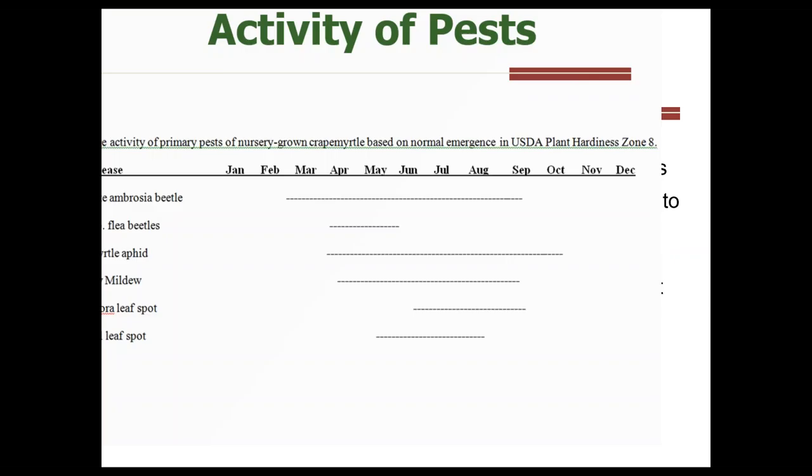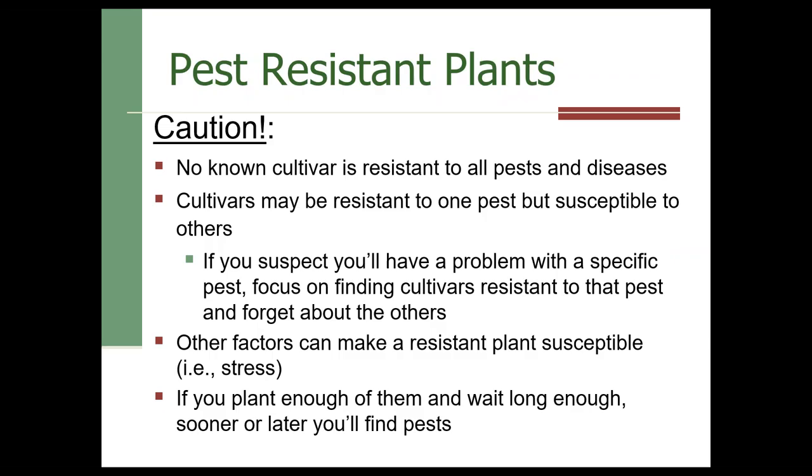Just to talk a little bit about some of the IPM basics and so on, pest-resistant plants are a wonderful thing. Unfortunately, we're not in a situation where we have one cultivar that's resistant to all pests and all diseases. So if you have the opportunity to select cultivars for your area, decide what is going to be your primary pest or disease issue in your particular area and focus on finding cultivars resistant to that pest or disease.